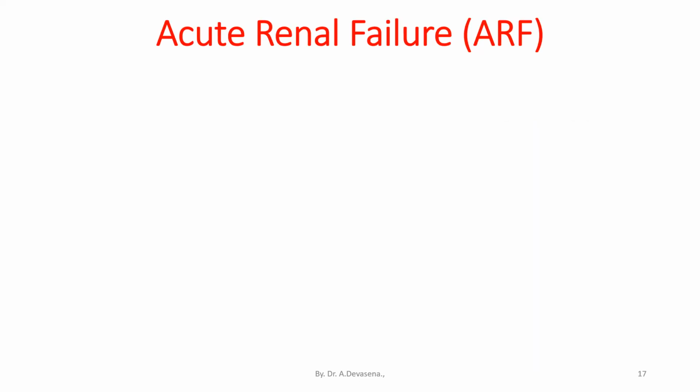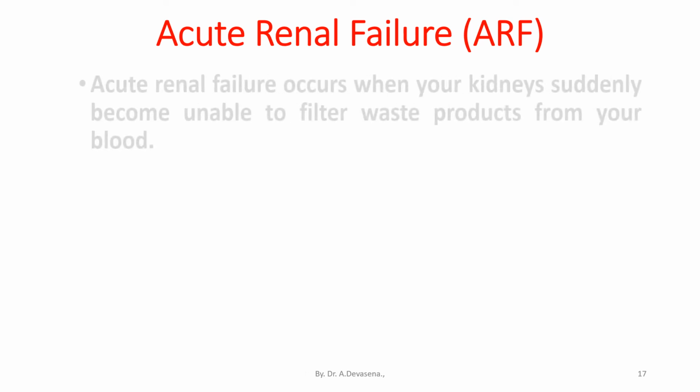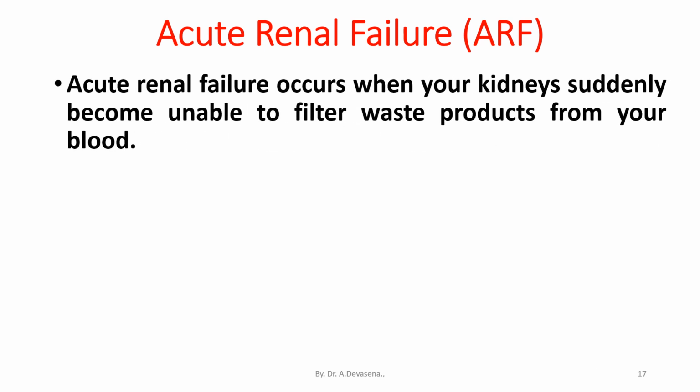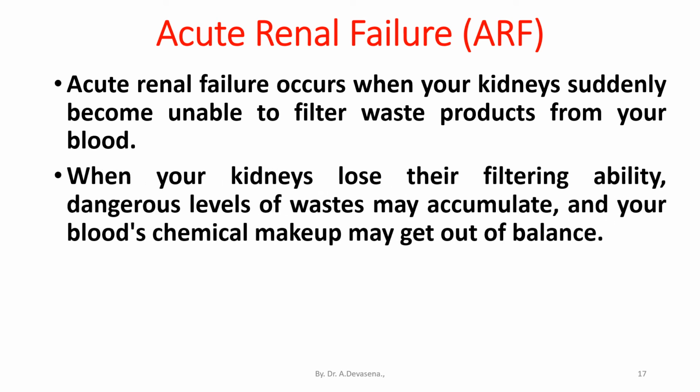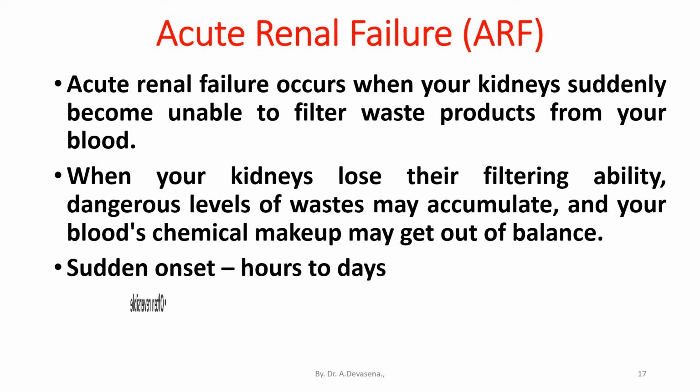Acute renal failure, ARF. Acute renal failure occurs when your kidneys suddenly become unable to filter waste products from your blood. When your kidneys lose their filtering ability, dangerous levels of waste may accumulate and your blood's chemical makeup may get out of balance. Sudden onset, often reversible, severe.